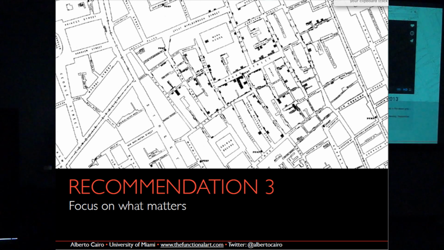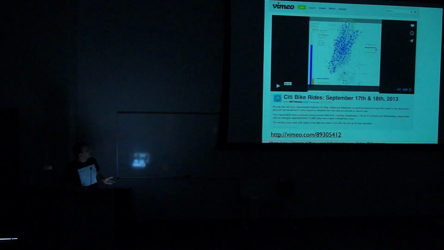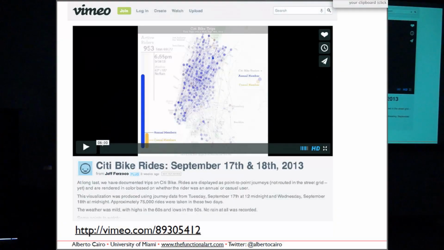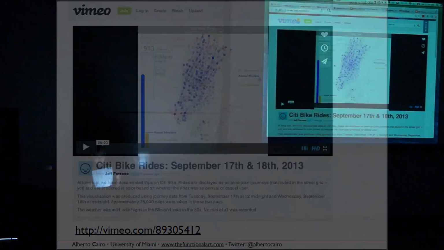I'm going to show you a few examples of graphics that I do believe do a great job at the technical level, but then in terms of how relevant they are, well, I don't know if they are that relevant. First of all, this beautiful visualization of city bike rides in New York City. It's an amazing visualization. And as you can see, well, I'm going to just click here to show you the video, because it's a video visualization.